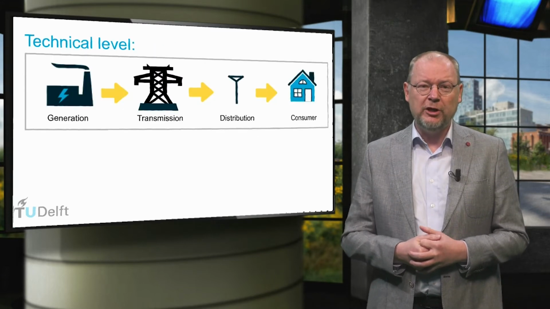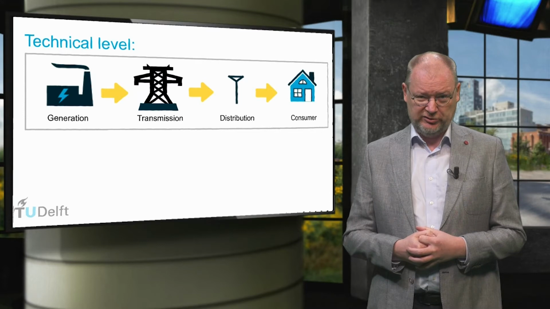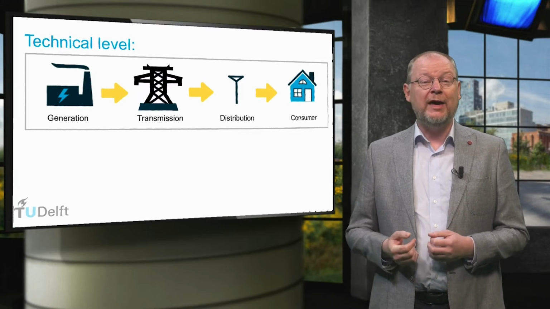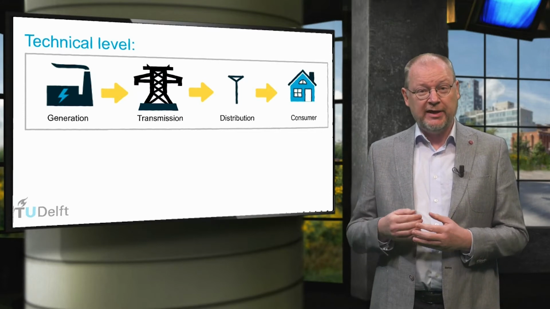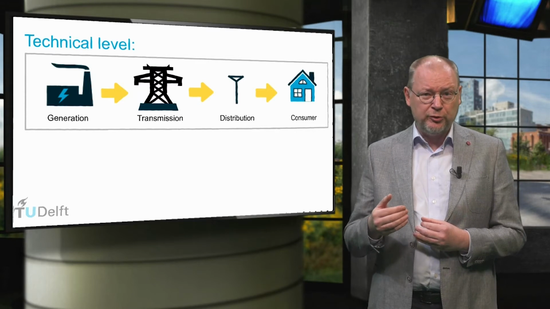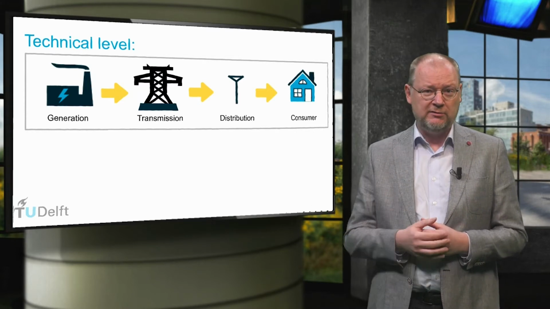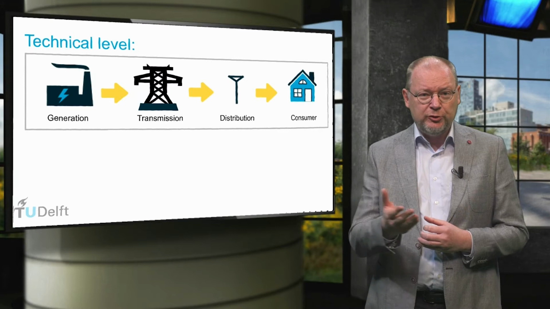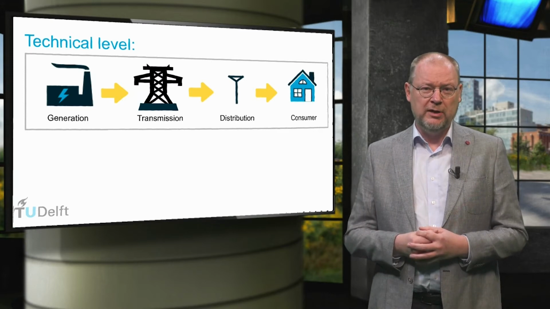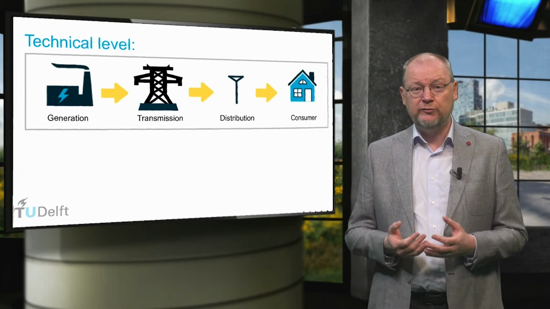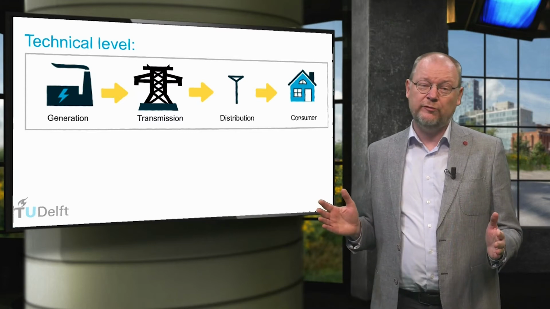Let's start with an overview of the electricity system. First, we have generation. Generators feed the electricity produced into the transmission grid. Then it is distributed to the consumers. Typically, the location of the generation is far from that of consumption.